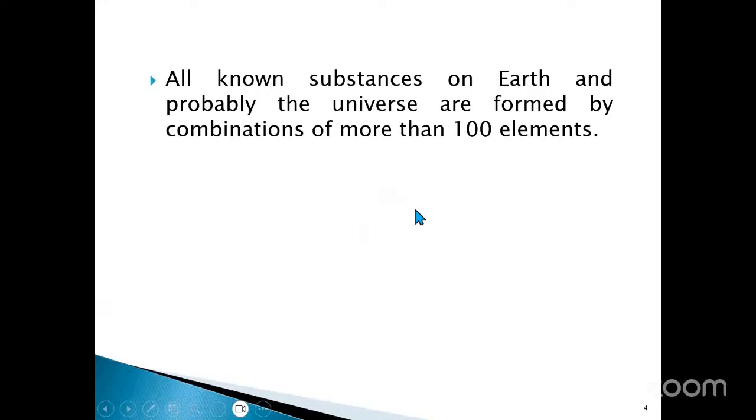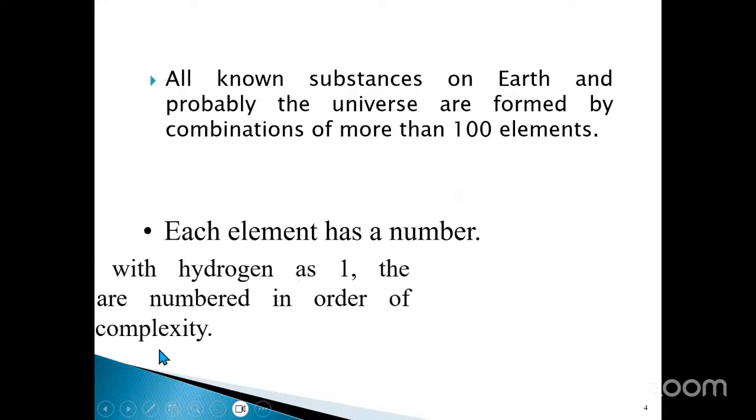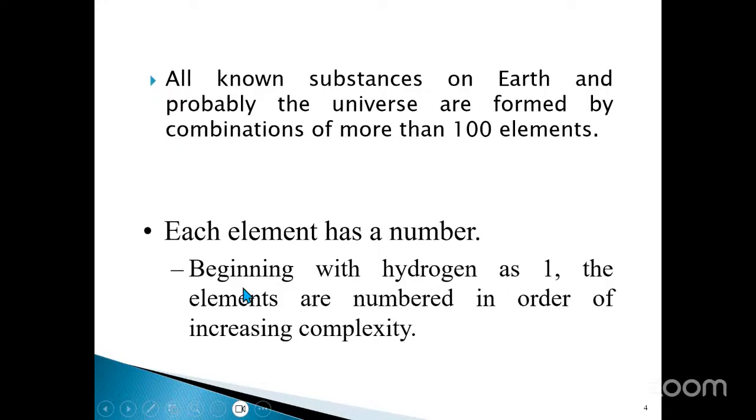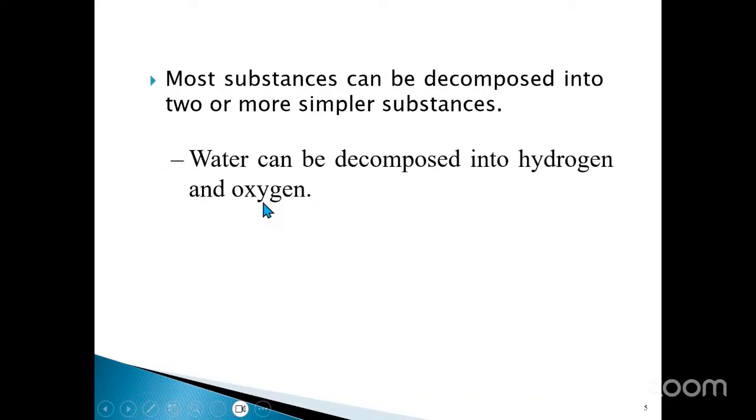So some general information here: all known substances are the combination of more than 100 elements, and each element has a unique number. I'm going to say more about that number later on, but the simplest element is hydrogen, and its number is 1. And then you have the other elements that are numbered in order of increasing complexity, right? Now, most substances can be broken down into 2 or more simpler substances by chemical means, and these are compounds. One example of this would be water, which I described earlier.